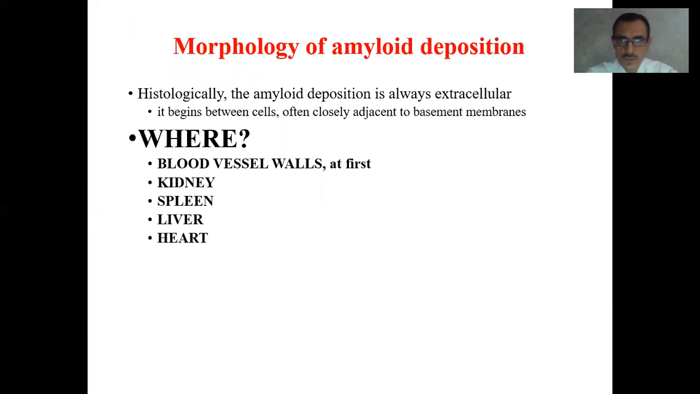The morphology of the amyloid deposition. Histologically, the amyloid deposition is always extracellular. It begins between cells, often closely adjacent to basement membrane. Where can we find these amyloid depositions? In the blood vessel walls at first, in the kidney, spleen, liver, and heart.